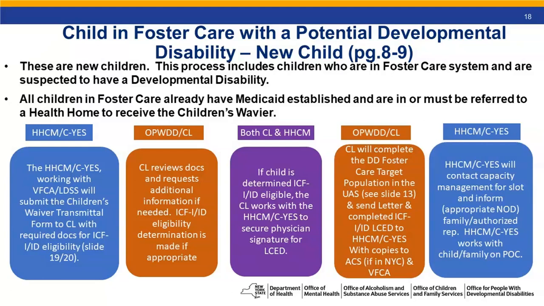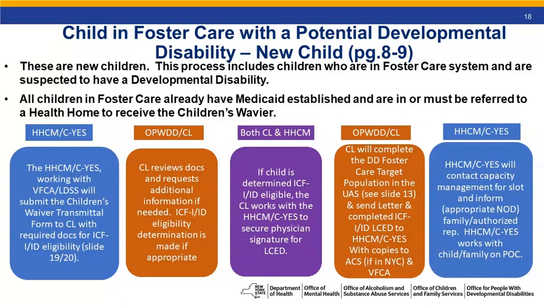The OPWDD children's liaison will complete, now they go into the CANs. This is the 4th box. The children's liaison will go into the CANs to complete the DD foster care target population in the UAS, again completing the steps noted on slide 13, and they will send a letter and completed ICF-I LCED to the health home care manager or CES via the secure email box. Copies are sent to ACS if in New York City and the voluntary foster care agency.